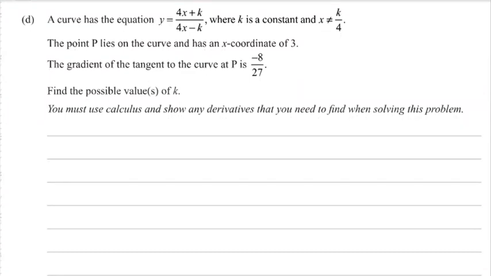Okay, we've got the equation for a curve here. Don't worry about this too much, it's just making sure that this equation works. Point P lies on the curve, has x coordinate of 3, and the gradient of the tangent is given at that point. Find out what k could be. So let's start by working out the gradient function. So we have the quotient rule again.